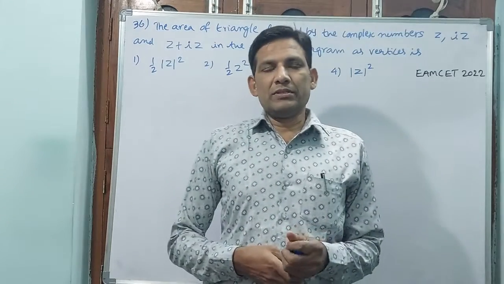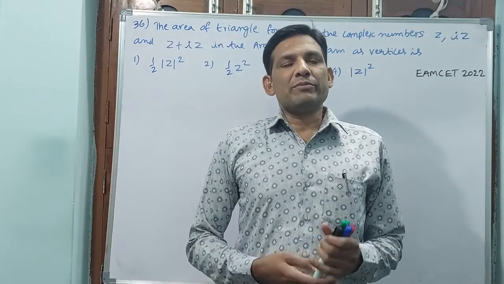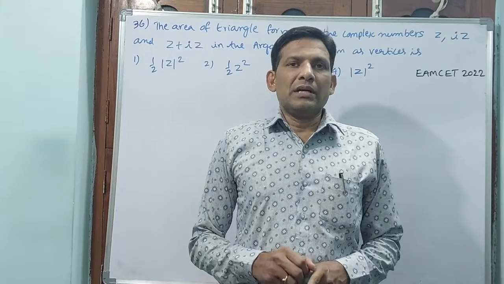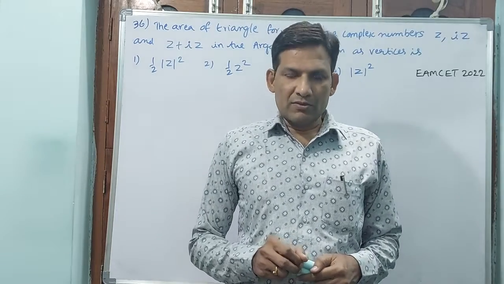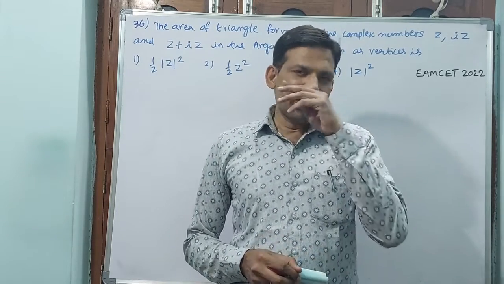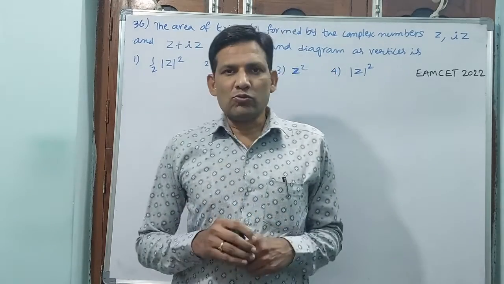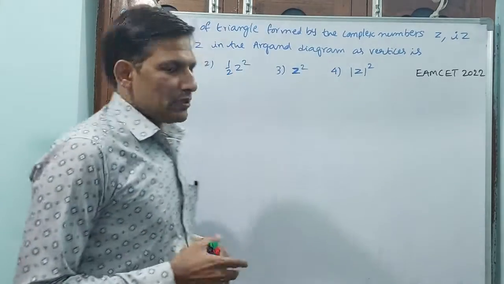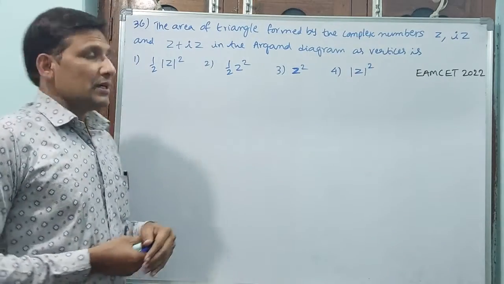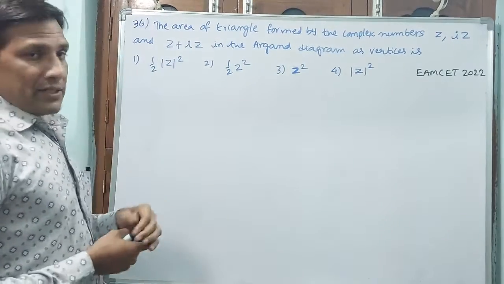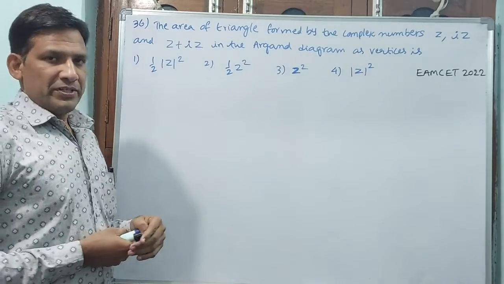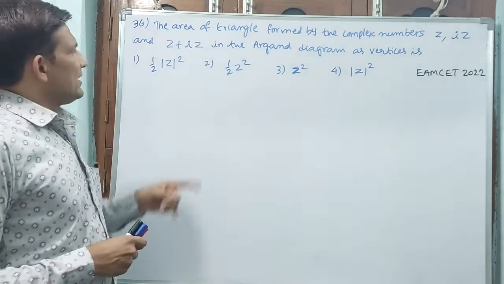Okay, dear students, we are doing Eamcet mathematics complex numbers, and today we are going to finish this complex numbers chapter. And the last 5 questions we will do in this class. These questions are from the latest, 2022 Eamcet. See, question 36. Until now, 35 questions we have finished. 36 to 40 we will finish in this class.